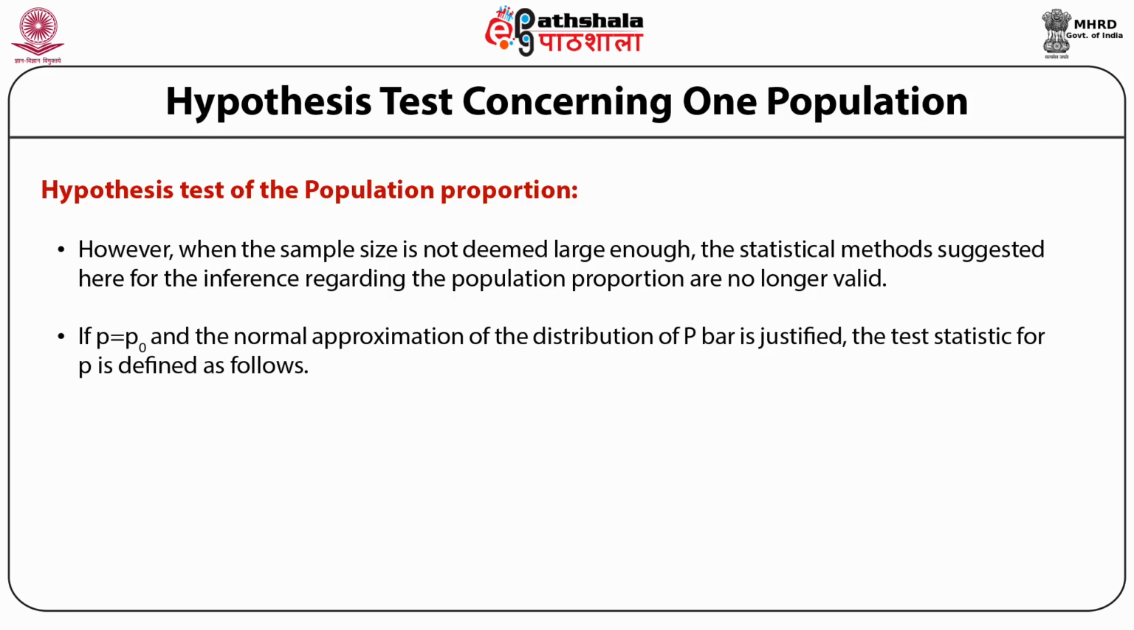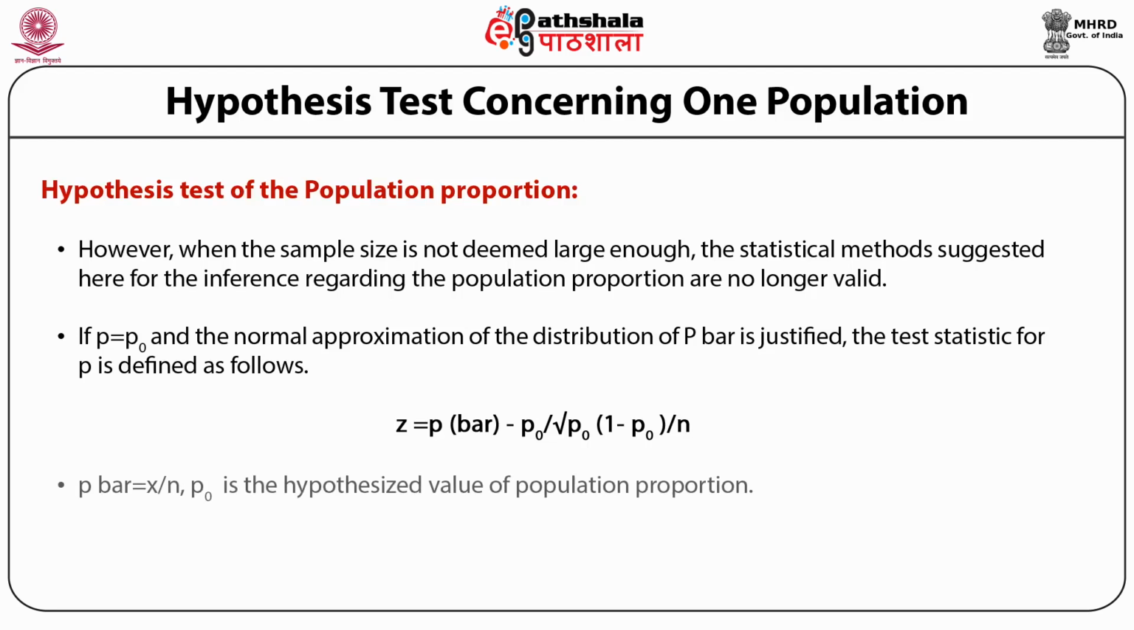The test statistic for the population proportion p is assumed to follow the z distribution. Thus, the value is calculated as z equals p bar minus p0, divided by the square root of p0 multiplied by 1 minus p0, divided by n, where p bar is equal to x upon n. P0 is the hypothesized value of the population proportion.